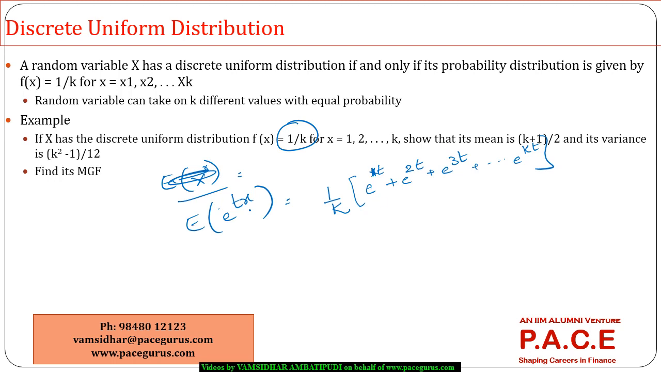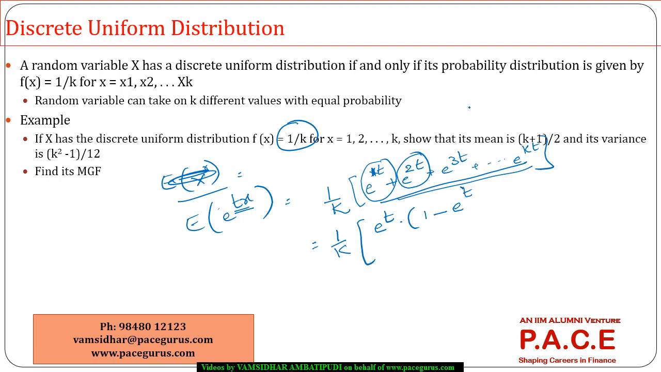Because x values, e to the power of tx. So x is, I'm looking at x being 1, 2, 3, 4. So I'm taking it as e to the power of t, e to the power of 2t, so on. So I can take it as 1 by k. This is a geometric progression, right? So I can very well take the sum of n terms of the geometric progression: the first term into 1 minus r to the power of n. R is e to the power of 2t by e to the power of t, which is e to the power of t, right?